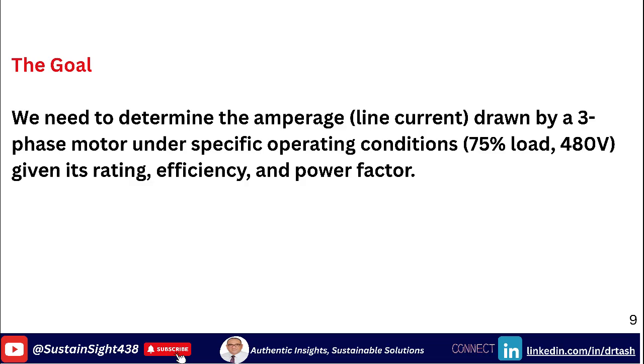First, let's list what we're given. We have a motor rated at 100 horsepower. It's running at 75% of its full load. The power supply is 480 volts, and it's a three-phase system. At this operating point, the efficiency is 90%, and the power factor is 85%. Our goal is to find the input current, or amperage, that the motor is consuming.